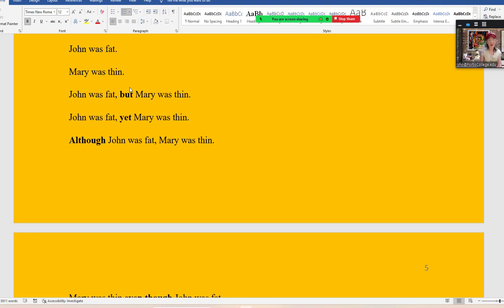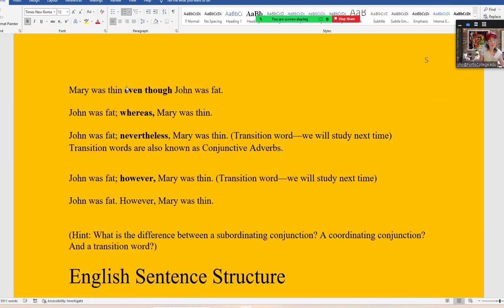But in the beginning, you have to keep looking at it. That way, when you write, you know what kind of sentence you're writing, because each set of sentences has a different set of grammar rules and a different set of punctuation rules to go with it. And so here, what kind of sentence is "John was fat, nevertheless, Mary was thin"? Complex? No. Transition words are another word. Transition. Yeah, nevertheless.